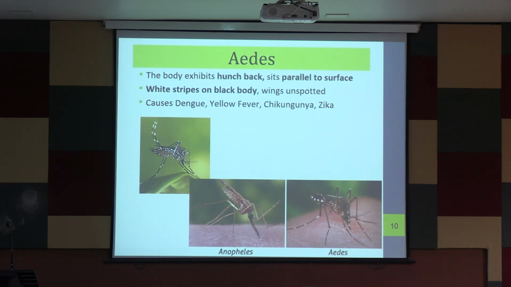We can usually visualize the mosquito, okay, it sits like there. See how it is sitting, we can easily recognize, okay, this is an Aedes mosquito, so we have to be careful. Can only the Aedes mosquito cause dengue?